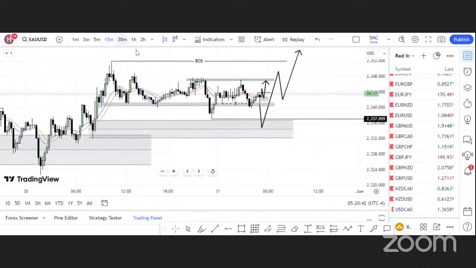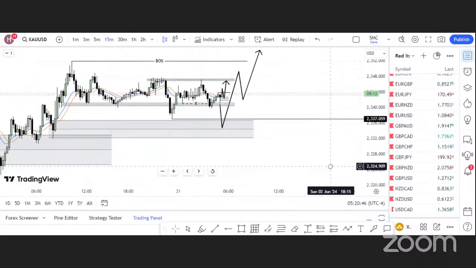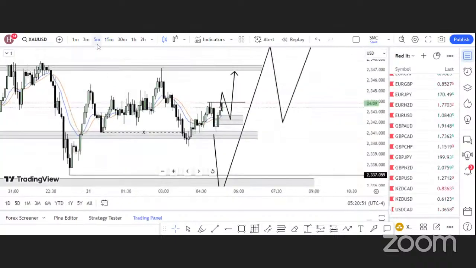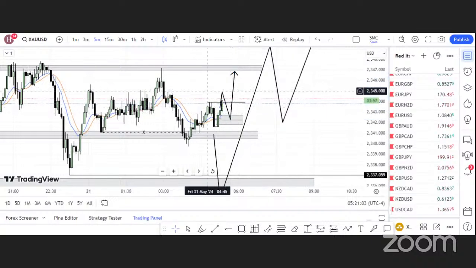So guys, let's continue to make analysis on other instruments. We have an analysis on XAUUSD. And yes, you see the market is already crossing the level. The level I indicated with a horizontal line. So the market is already crossing it.